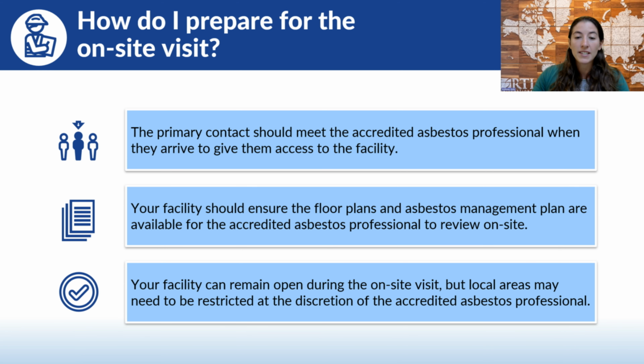To prepare for the on-site visit, the primary contact should plan to meet the accredited asbestos professional when they arrive to give them access to the facility. Floor plans should also be available for the professional to review while on-site. And finally, your facility can remain open during the on-site visit, but local areas may need to be restricted at the discretion of the professional during sampling.